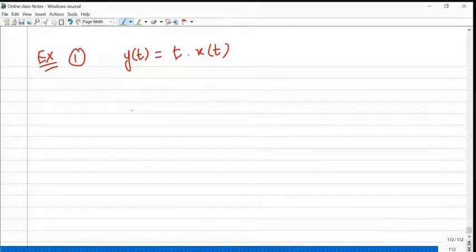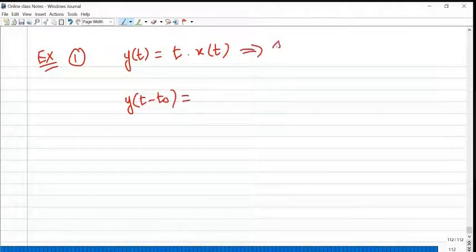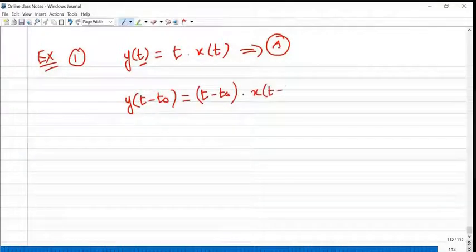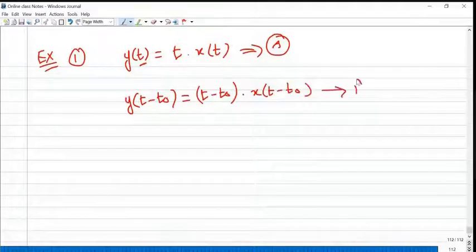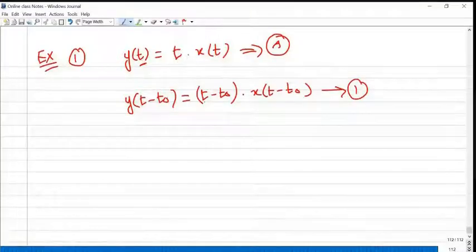First, assume the output of the system is delayed by t naught amount of time. That means in the given expression, y of t is replaced by y of t minus t naught. So in this expression, wherever t is there, all t's are replaced by t minus t naught. Y of t equal to t times x of t. In this equation, wherever the small t is there, all small t are replaced by t minus t naught. Let's say equation number 1.